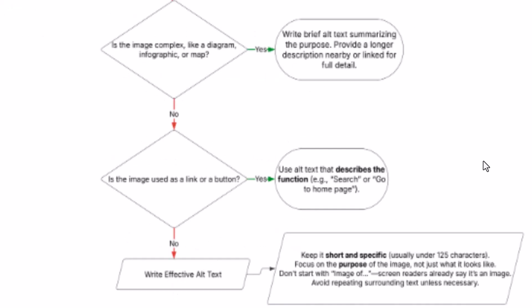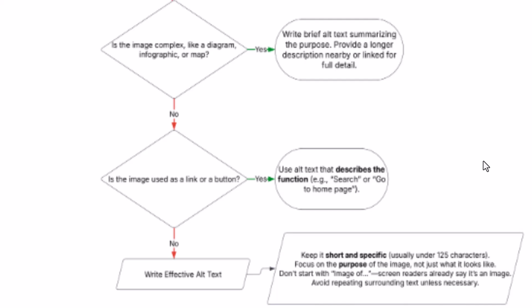Is it complex, like a diagram, infographic, or map? Then we can summarize the purpose. We could potentially provide a more lengthy description nearby or linked off to another page if we wanted to get into heavy detail that didn't really fit into the actual content of what we were reading. Is it used as a link or a button? A lot of people have images or buttons that they use for modules. Then describe the function: module 1, module 2, unit 3, whatever it would be.